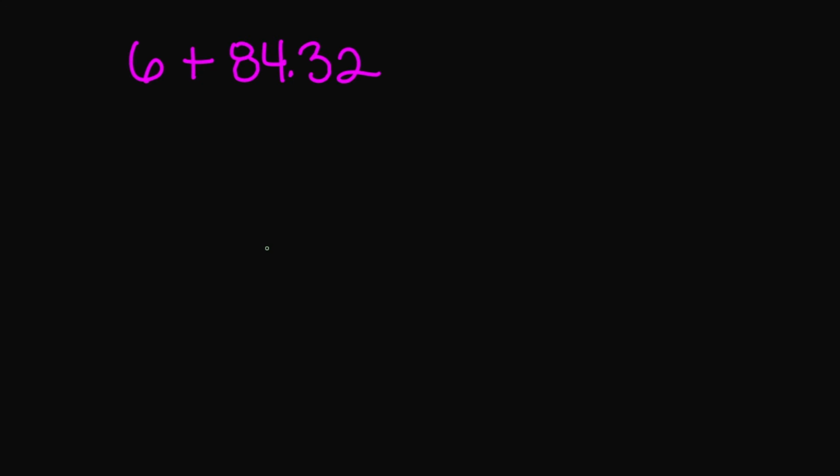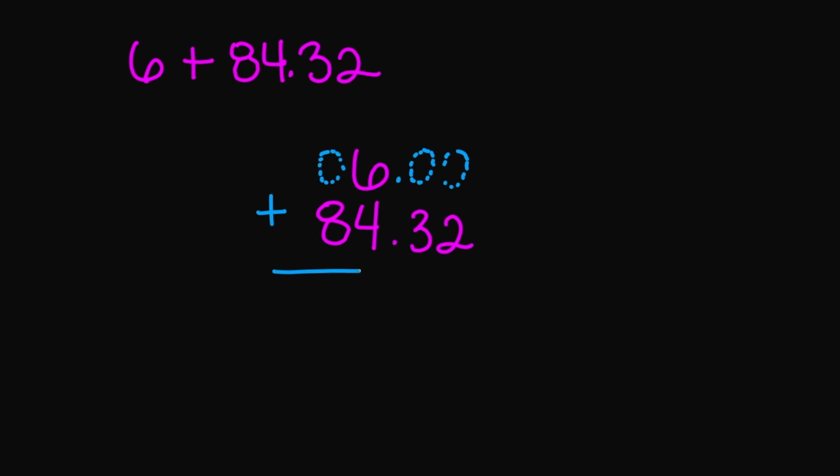6 plus 84.32. Let's go ahead and set up our addition problem. I'm writing my 6 here. I'm going to write 84 here. 0.32. I'm going to add my decimal. I'm going to fill in the gap. And I'm also going to add, if you want, an imaginary 0 right here in front of the 6. Okay, now I'm going to add.